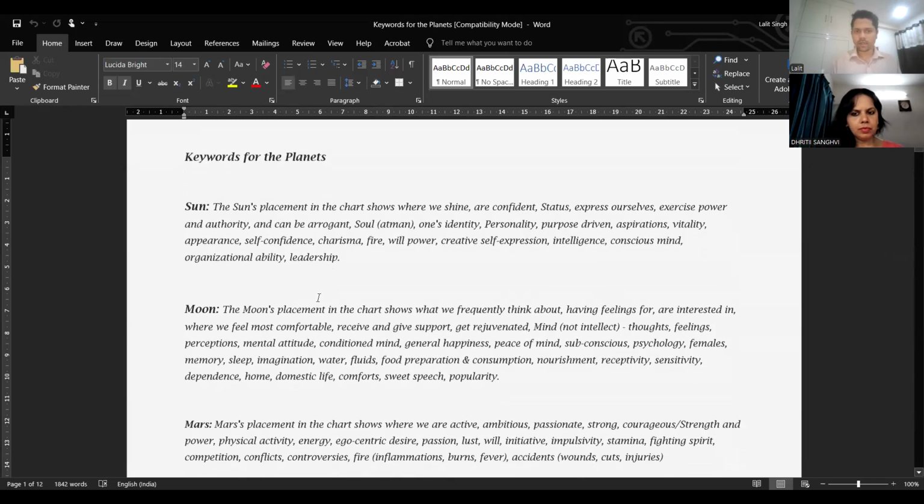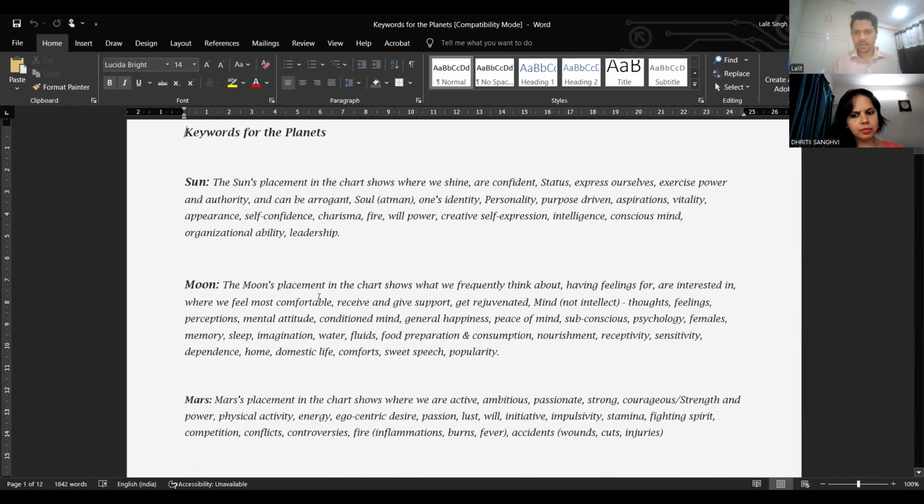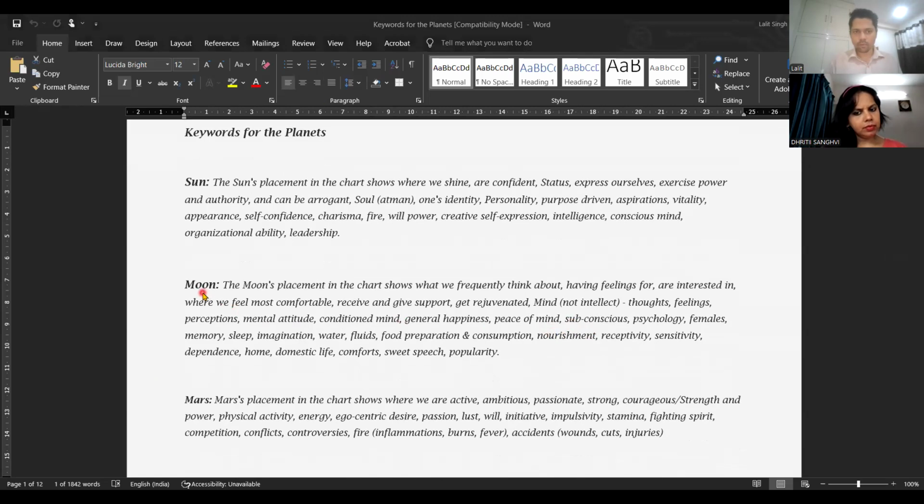So these are again the few contents you're going to have for your self-study. Subconscious has so many meanings. Moon is more of the mental attitude, conditioning of mind, very stereotype mindset. General happiness, peace of mind, subconscious psychology, female, memory, sleep, imagination, water, fluid. What does it mean? If somebody comes to you and says there is no happiness in my life, then even seeing the condition of the Moon in the 6th, 7th, 8th or 12th easily indicates it.